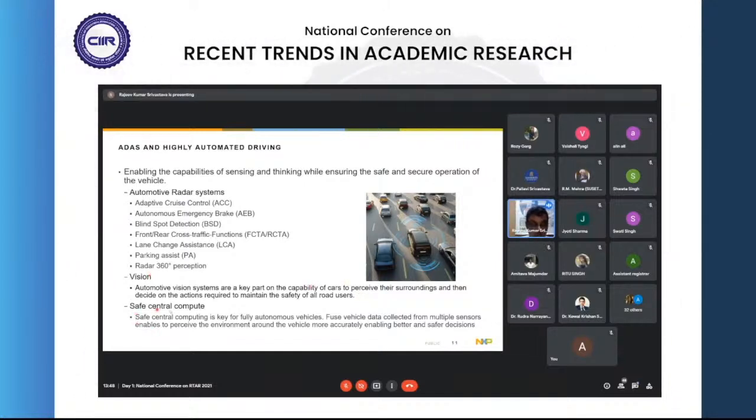And of course, safe central compute. This is also very important. So safe central compute means you have all the data from different sensors of the car coming to a central place, and then it's computing in real time to take a decision for movement or braking or parking or whatever.